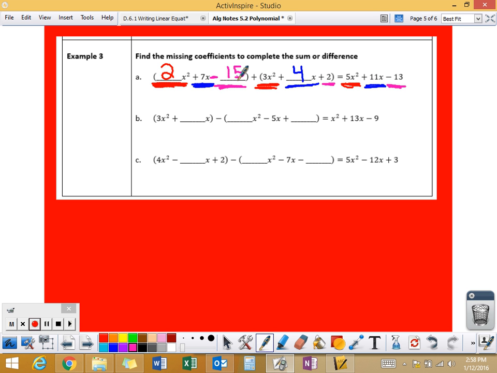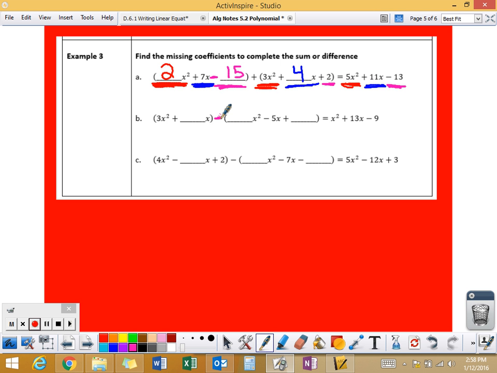So lastly, let's look at problem B. We'll end with this problem. This problem's a little different because of the minus sign. Remember how it's different with the negative number. This will change the sign of everything in the last set of parentheses. So keep that in mind. But other than that, it's the same problem.